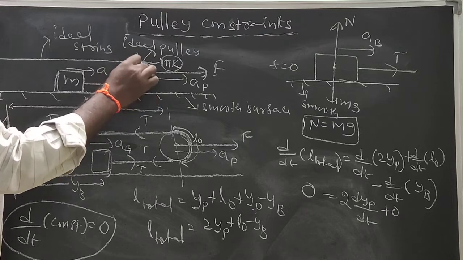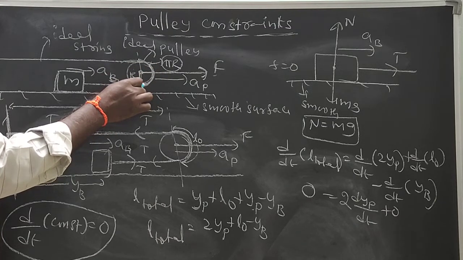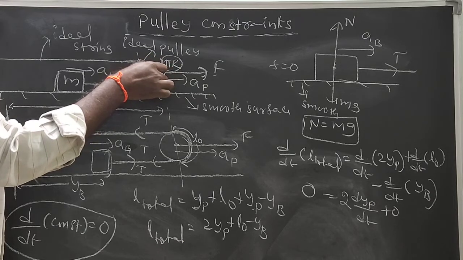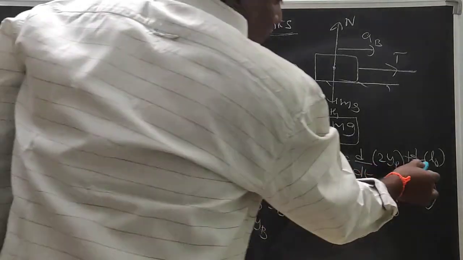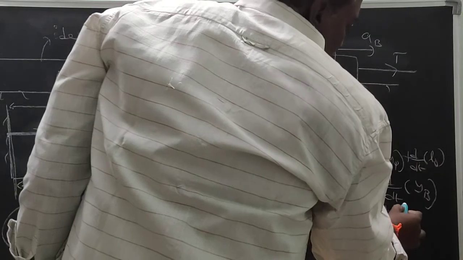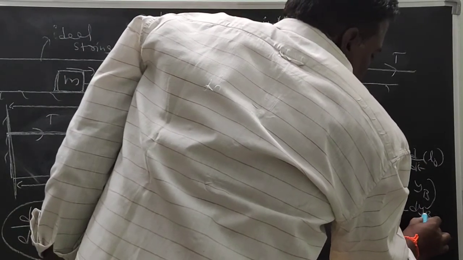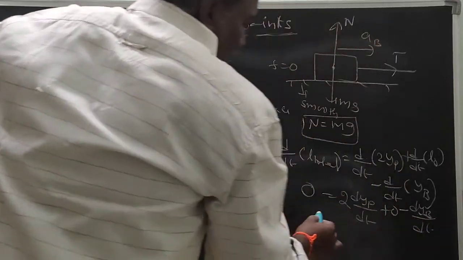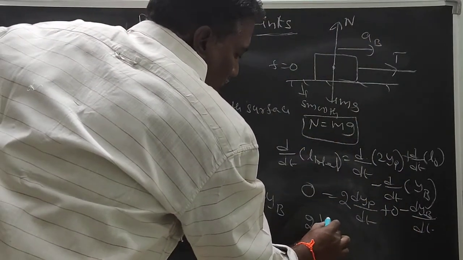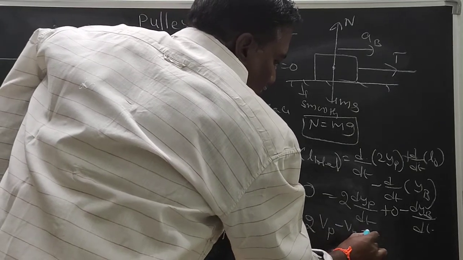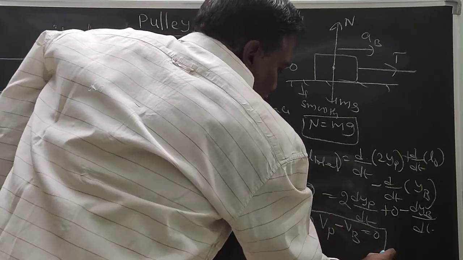The radius of this pulley is r. So this half part, what is half of the circle? Pi r. This pi r is constant. It does not vary with time. So the differentiation of this L0 is 0. Here minus dyB by dt. So here 2 into velocity of the pulley minus velocity of the block is equal to 0.